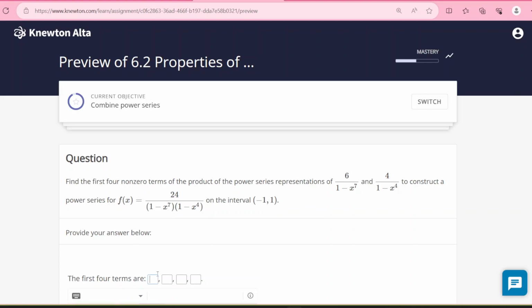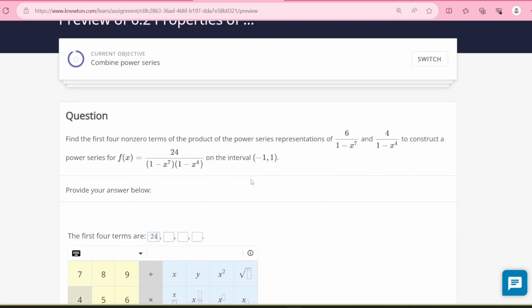So very similar to the last problem. 24, 24x to the 4th, 24x to the 7th is the next highest power, and 24x to the 8th.